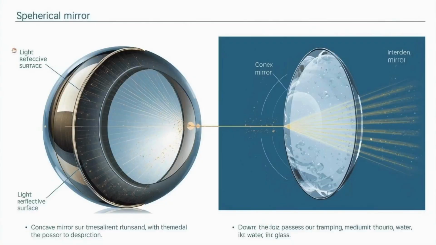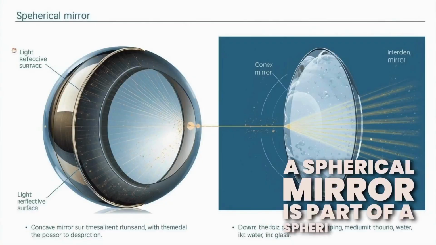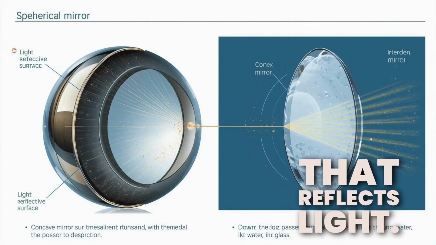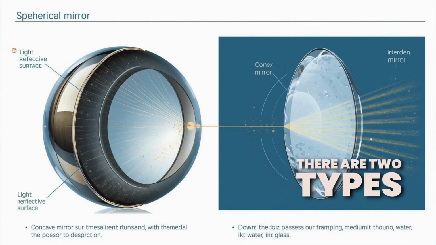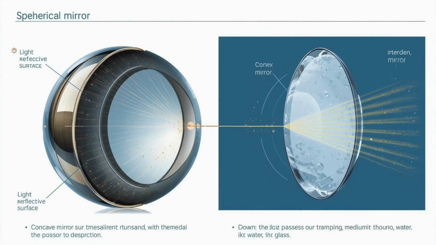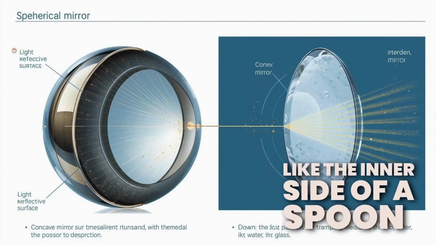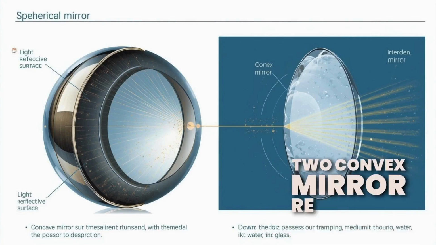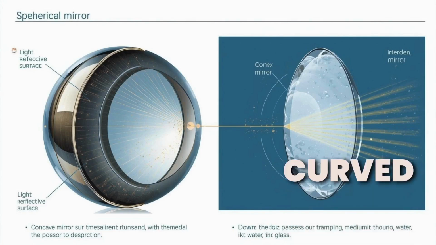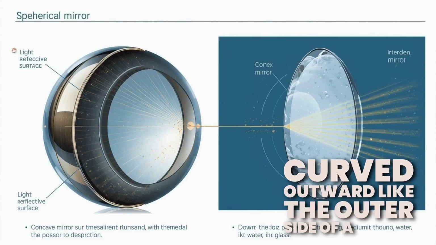Spherical mirrors. A spherical mirror is part of a spherical surface that reflects light. There are two types. 1. Concave mirror. Reflecting surface curved inward, like the inner side of a spoon. 2. Convex mirror. Reflecting surface curved outward, like the outer side of a spoon.